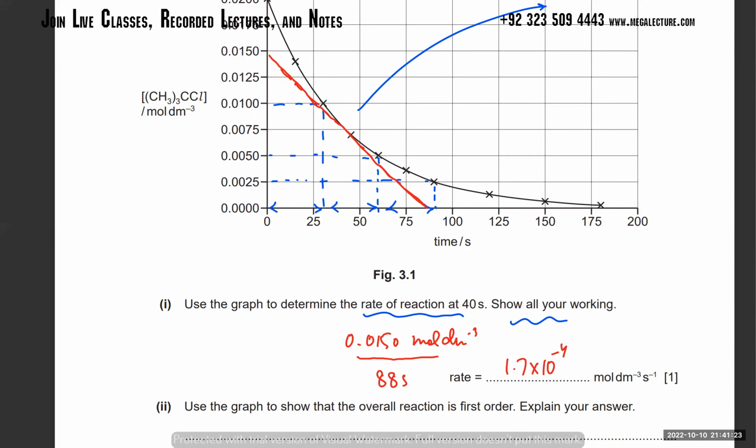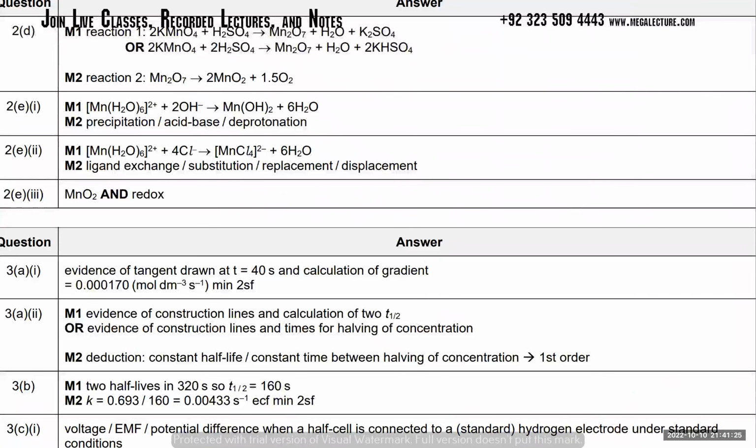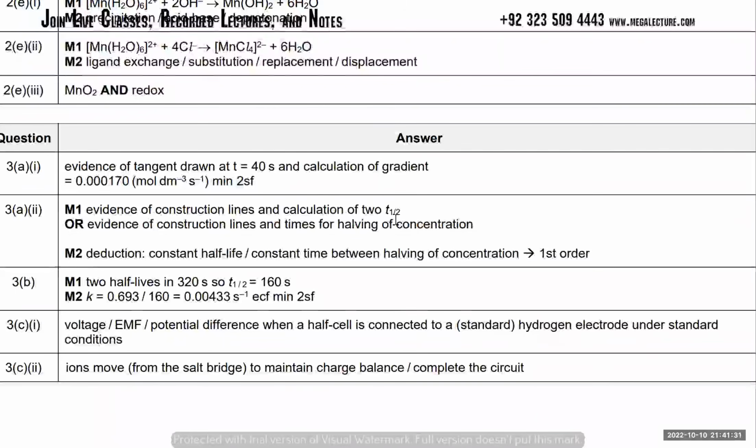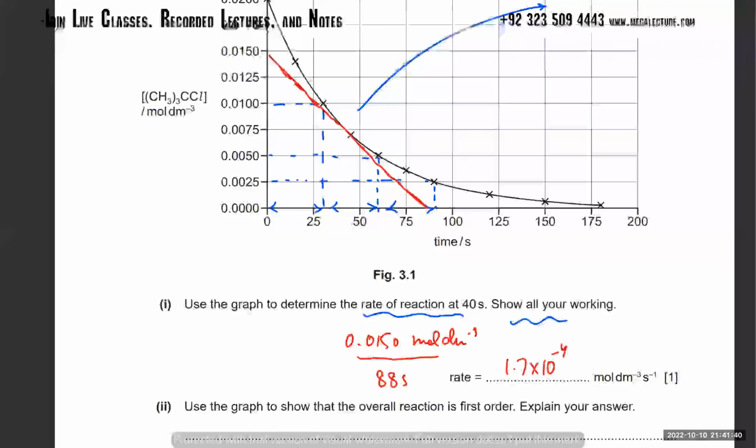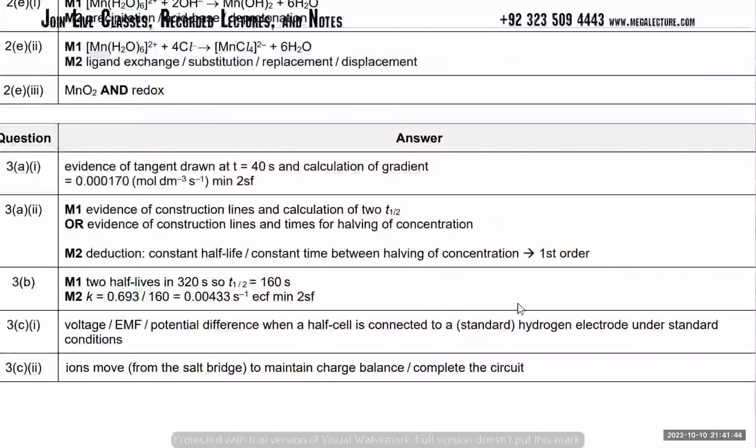We'll just double check this one. We're getting exactly the same answer, by the way, even with a rough estimate. The mark scheme says calculation of gradient, evidence of tangent drawn at t equals 0 to 40 seconds, and we got exactly the same value, 1.7. We got very lucky, and minimum 2 significant figures. Anyway, there must have been a range over here.